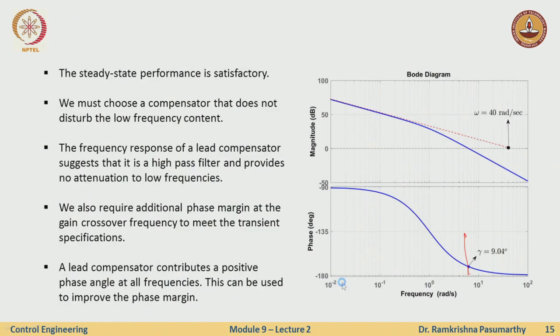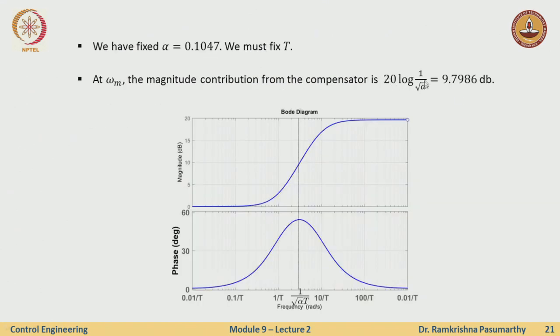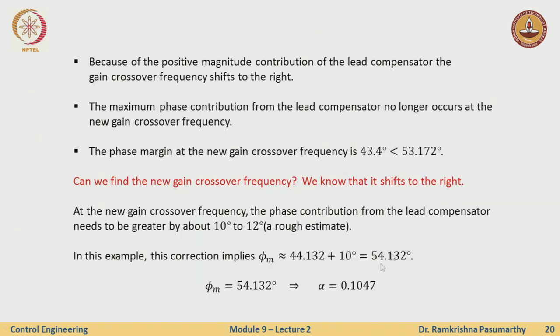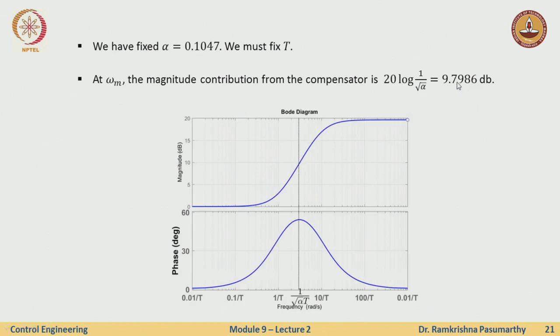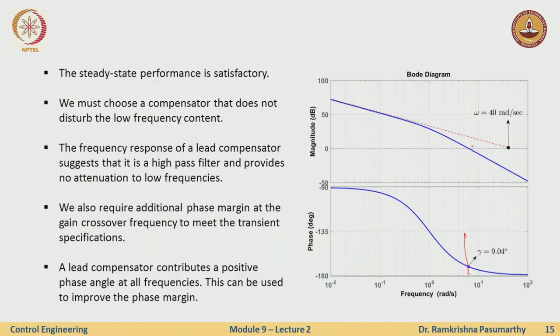is 20 log 1 over alpha. Okay. Now, in this example, 20 log 1 over alpha, with this new alpha, turns out to be 9.79 dB. Okay. Now, what do I do? If we choose omega m to be the frequency at which the magnitude of the gain compensated system is the negative of this, then omega m will be the new gain crossover frequency. Okay, let us again go back to our plot and see what this means. Now, this is the old gain crossover frequency.